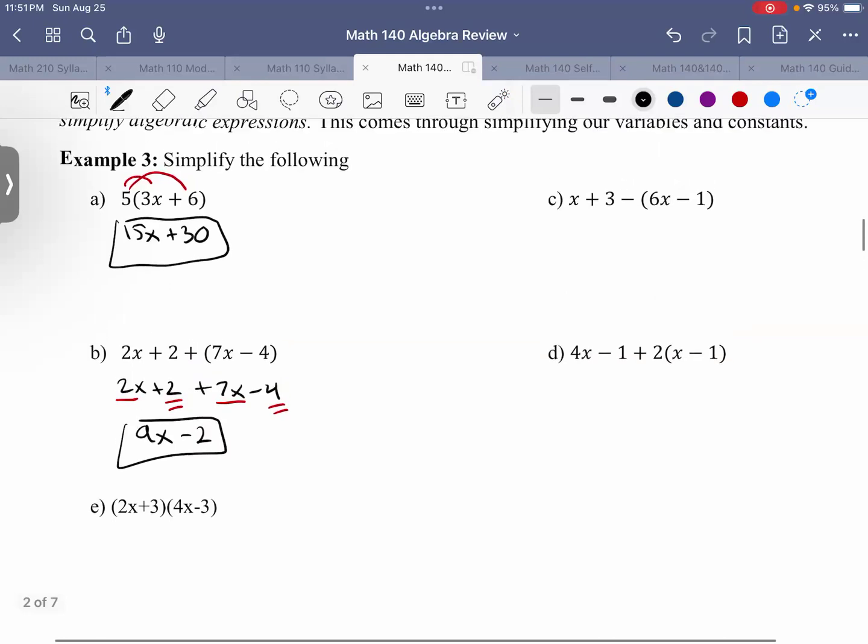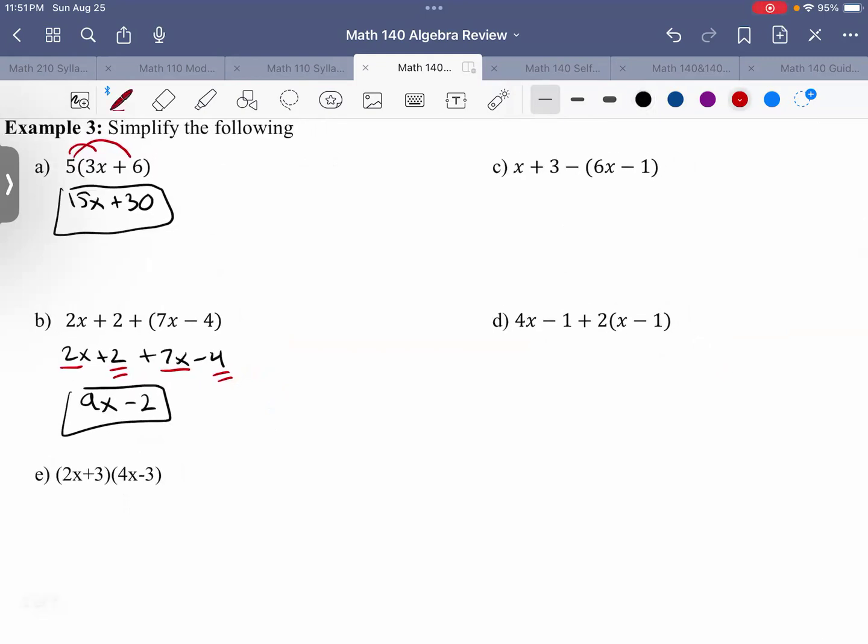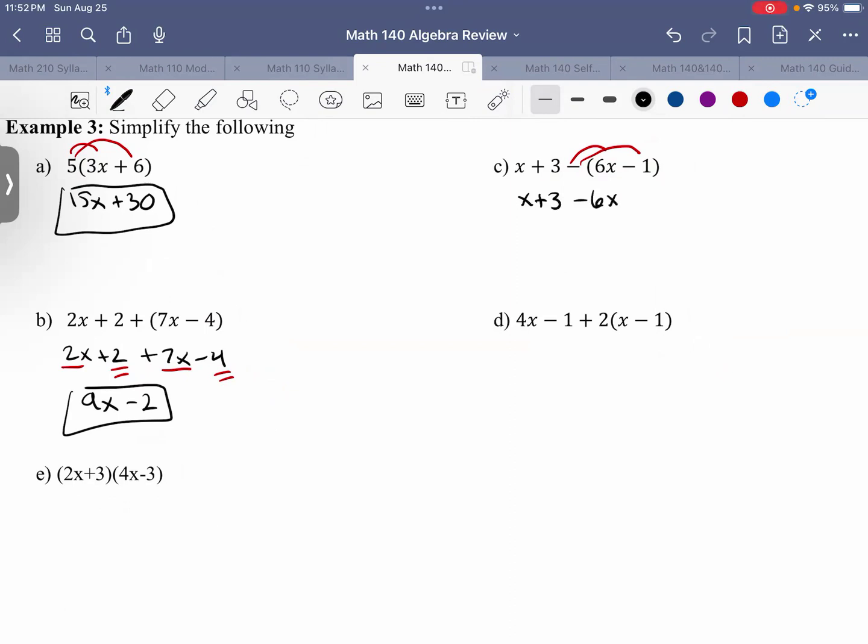Okay, let's check out part C. Here we have a situation where it's minus this expression in parentheses. What you always have to do first is take care of this minus. You have to distribute in this negative because it changes the signs. So it'll be x plus 3 minus 6x, and negative times negative 1 is positive 1. You once again combine like terms, x minus 6x. We just worry about the coefficient, which is minus 5x, and then it would be plus 4.